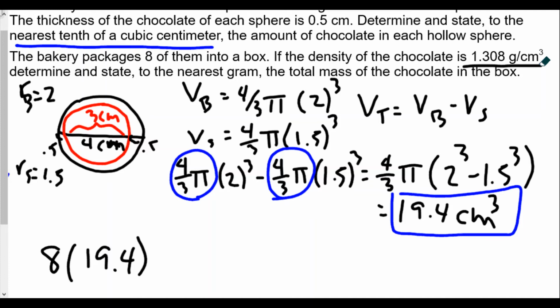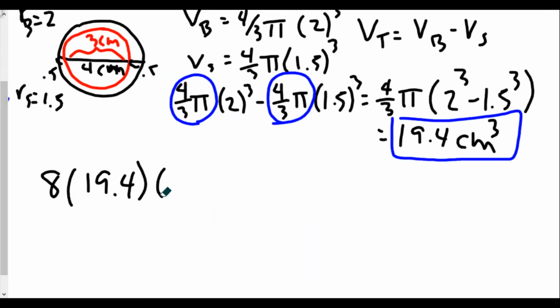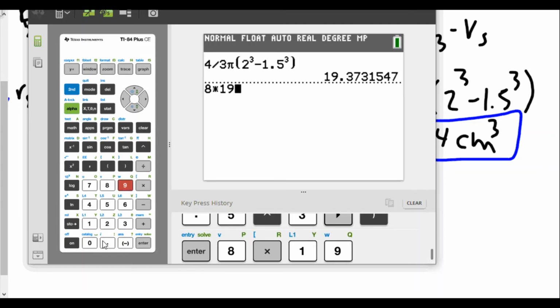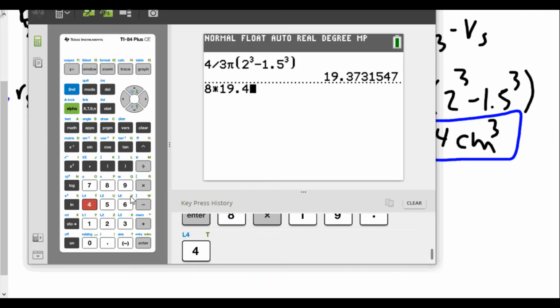Density in this case means the weight per volume. And so we're going to multiply the volume by this density to find out the weight, which is 1.308. So we multiply 8 times 19.4 times 1.308.